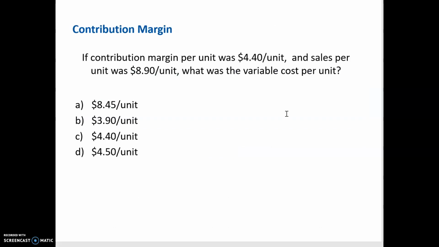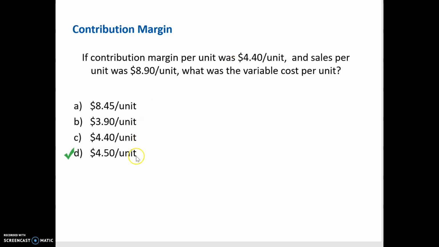How about this one? Contribution margin per unit was $4.40. Sales per unit was $8.90. What's the variable cost per unit? Again, we would subtract contribution margin from sales revenue. $8.90 minus $4.40 gets us to $4.50. That's our variable cost per unit. So that's the relationship between sales revenue, variable costs, and contribution margin.